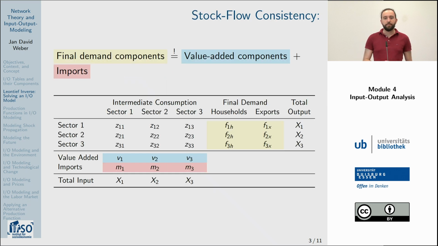If we look at this matrix notation here, the input-output label requires stock flow consistency. So we have the goods flowing into the economy, within the economy, and everything, output and input, has to be equal. So this forces the fact that final demand components here in yellow must be equal to the sum of the value-added components and the inputs. Otherwise, the equation wouldn't hold. So this is a fact that we can actually make a lot of use of when we solve bigger problems in input-output modeling.